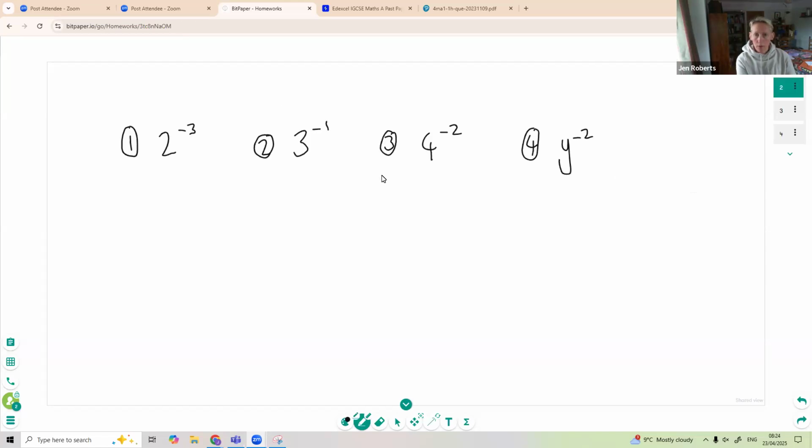Okay, have a go at these for yourself. Put me on pause, unpause when completed. So again, fraction, 1 at the top, 2 cubed at the bottom. 2 cubed is 8.